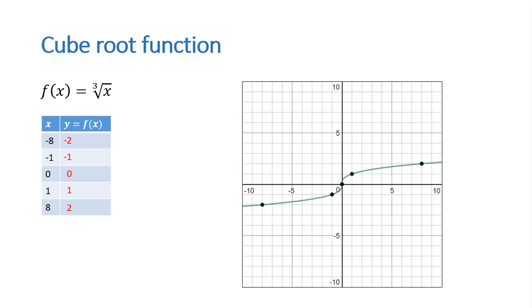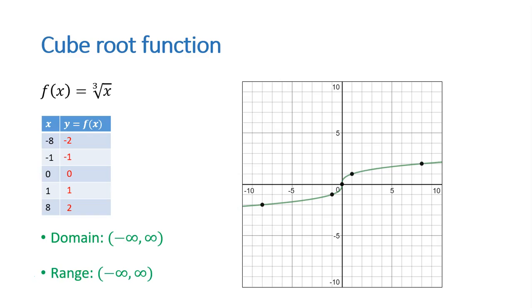When we graph this, it also looks similar to the cube graph. It looks like the cube graph turned on its side and flipped once. And again, that is for a very specific reason that we'll talk about later in the semester. The domain for the cube root function is all real numbers. I can take the cube root of any negative number, any positive number, anything in between.